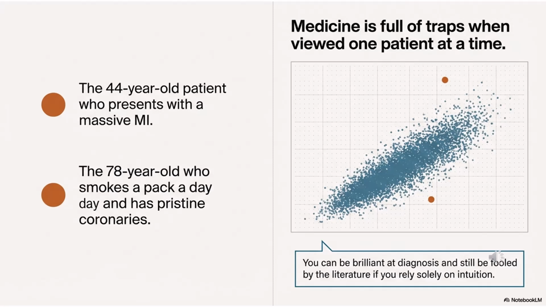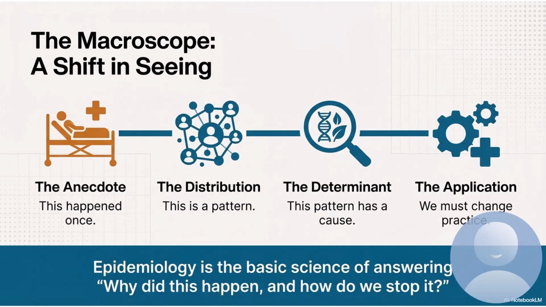Clinical medicine asks, what does this patient have, and what should I do now? Epidemiology asks, who gets this disease, how often, why, under what conditions, and what can we do to prevent or reduce it at the population level? Well, if you strip away the lab coats, conference badges, and the tedious statistical software suffering, epidemiology is medicine learning how to think beyond the one body in front of you.